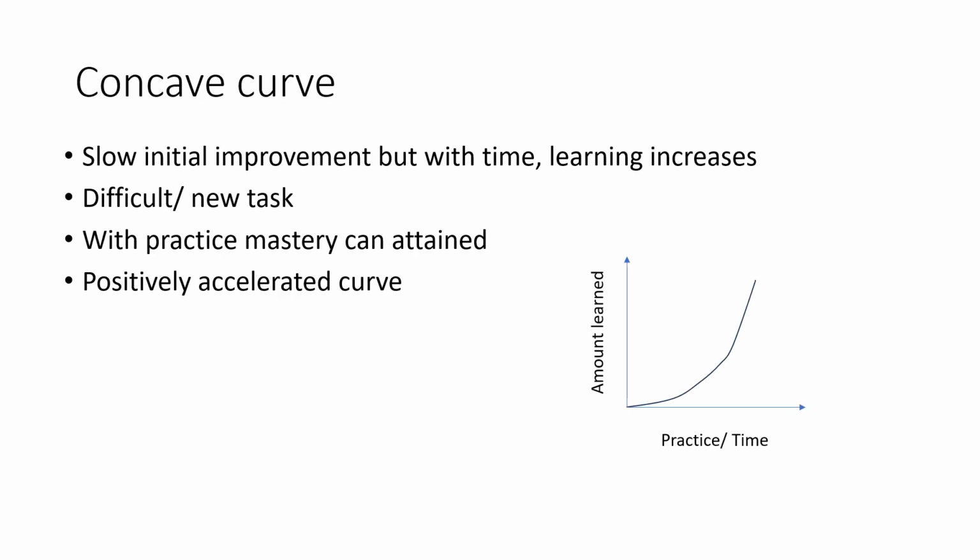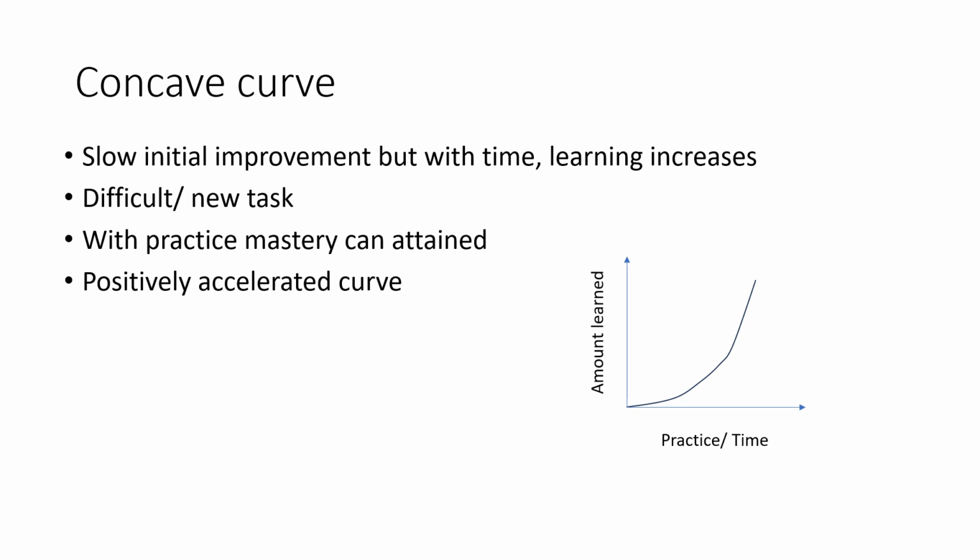In the concave curve, you can see that there's a slow initial improvement, but with practice, the learner is studying so hard, revising so hard. So by practice, the learning increases. Normally it occurs when we are giving a new topic or a difficult topic to the learner, because initially he's not grasping the concepts, initially he's struggling, then he masters. So with practice here mastery can be attained.